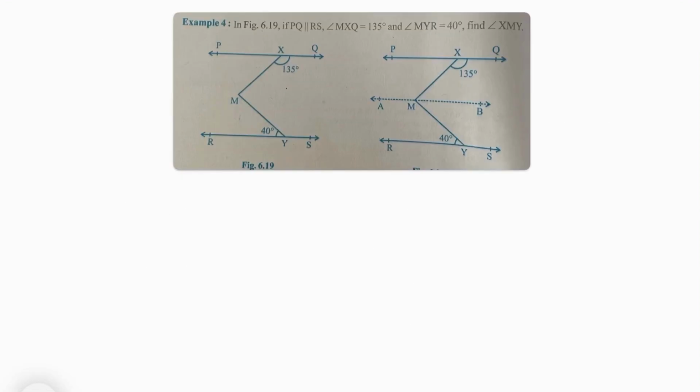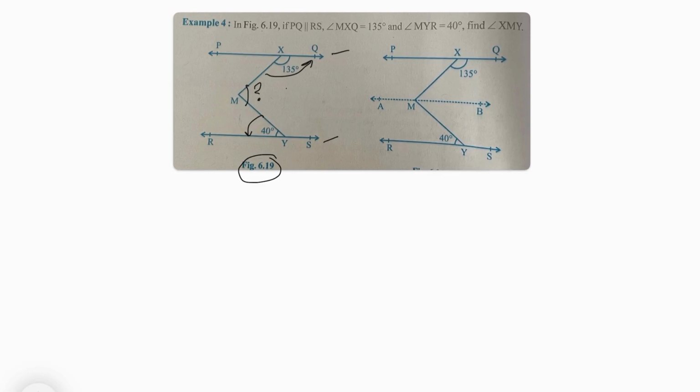In example 4, it says that in figure 6.1, if PQ and RS are parallel and angle MXQ is 135 degrees and MYR is equal to 40 degrees, then find XMY. So this is the angle that we are supposed to find, right? The way to solve this problem is that we have to come up with some equation such that angles X and Y are part of it. Only then we'll solve that polynomial, or a linear equation in this case.